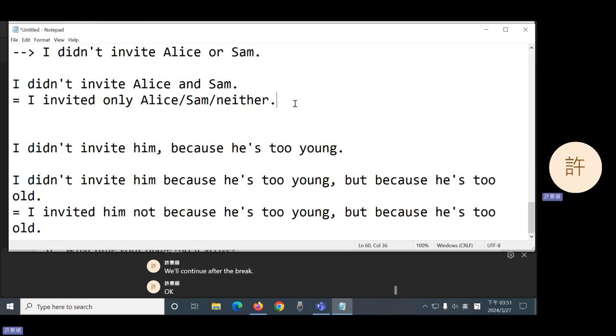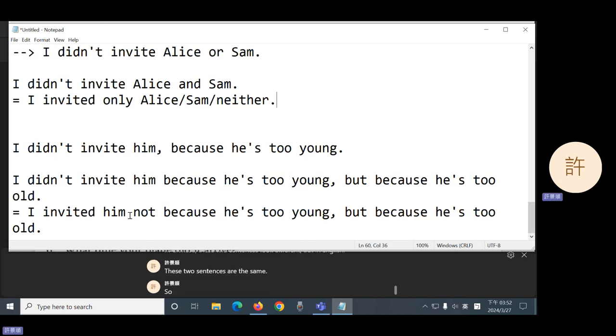Okay, I actually got it right. I was confusing myself. So what I said was exactly correct, but we can add another sentence to clarify. I didn't invite him because he's too young is the same thing as I invited him not because he's too young. In Chinese, these two sentences look different, but in English, these two sentences are the same.